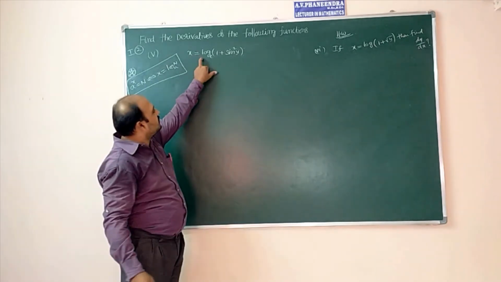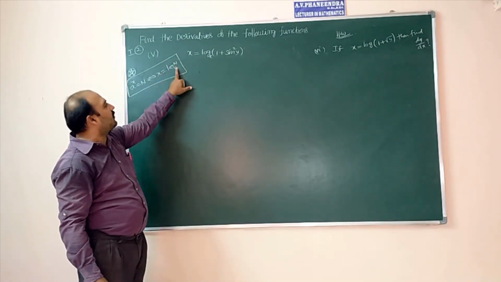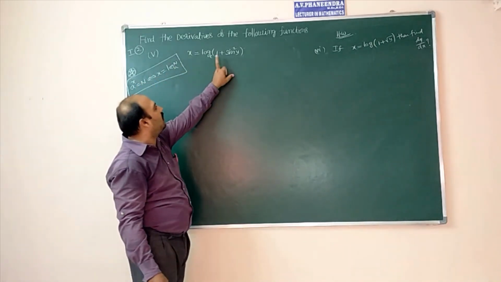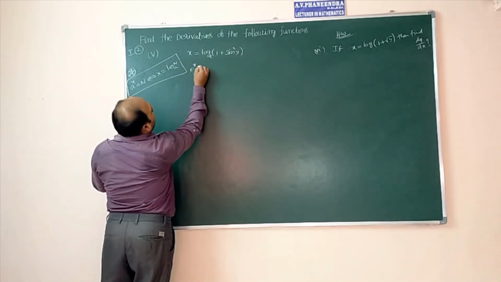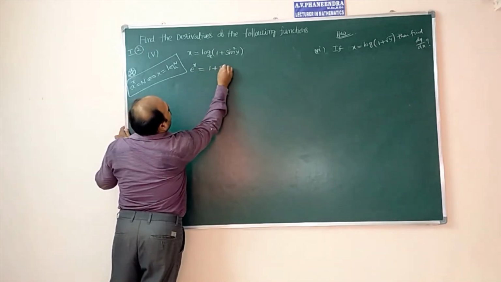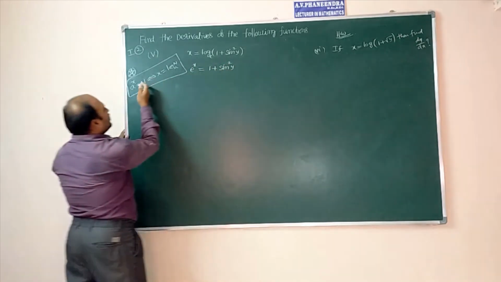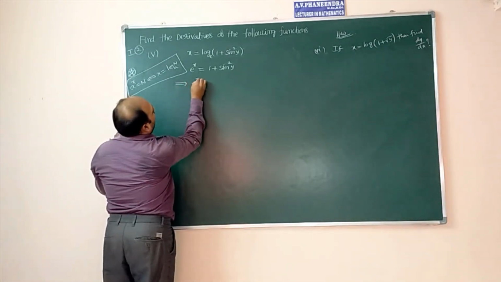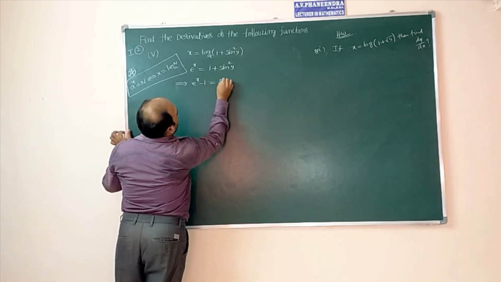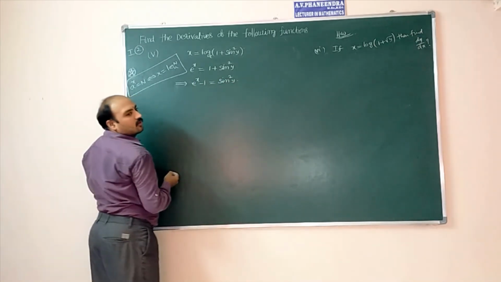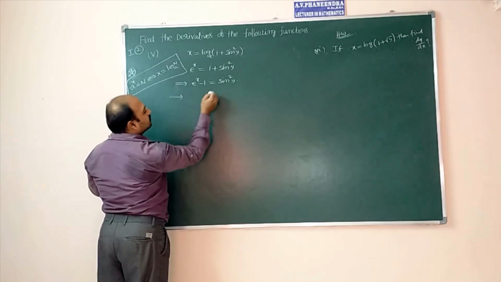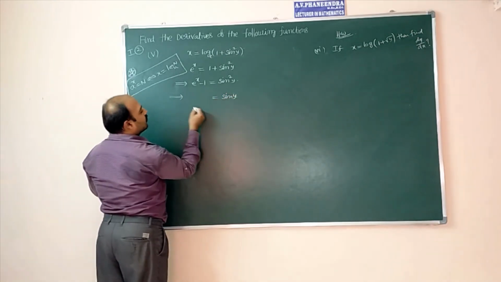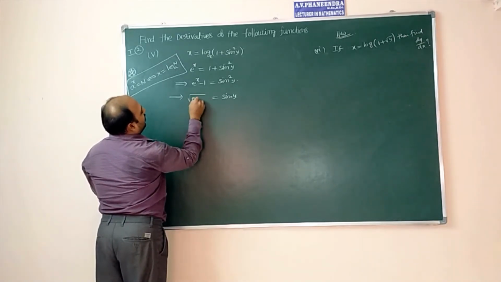Now this is in the form of x is equal to log n to the base a. Can we express it in this form, a power x is equal to n? By using this formula, this can be expressed as e power x is equal to 1 plus sine squared y. Now, e power x minus 1 is equal to sine squared y. That implies sine y is equal to square root of e power x minus 1.